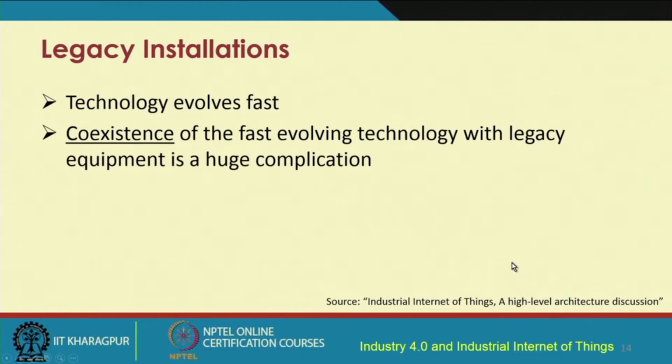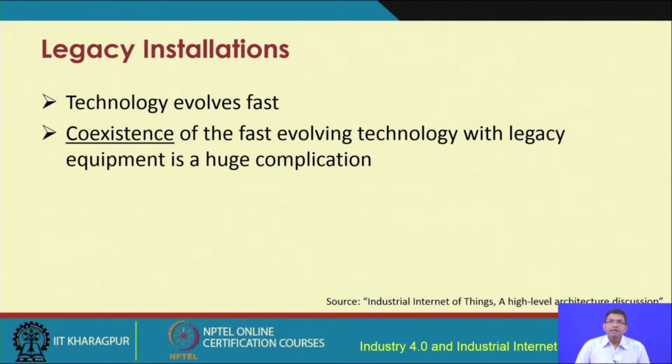In this context, legacy installations are a very crucial aspect to be considered. Technology is evolving fast. There are technologies in the industries that have been there for decades. There are certain technologies that are more advanced than those legacy ones, and there are some very new technologies that are adopted. All these technologies, the newer ones with the legacy ones, should be integrated together without leaving any kind of vulnerability in the whole integrated system.